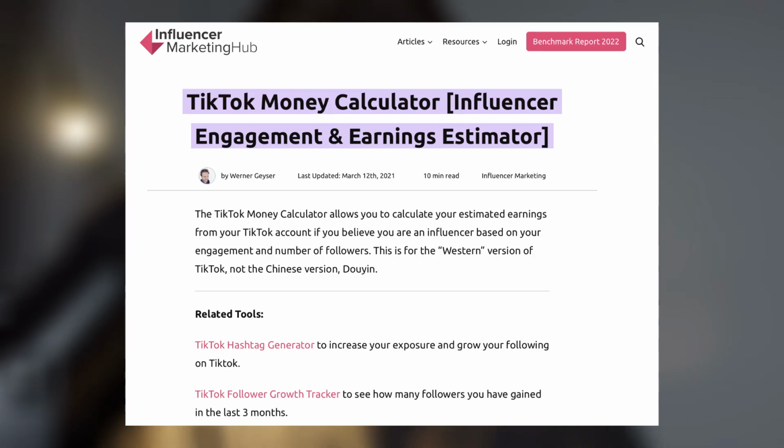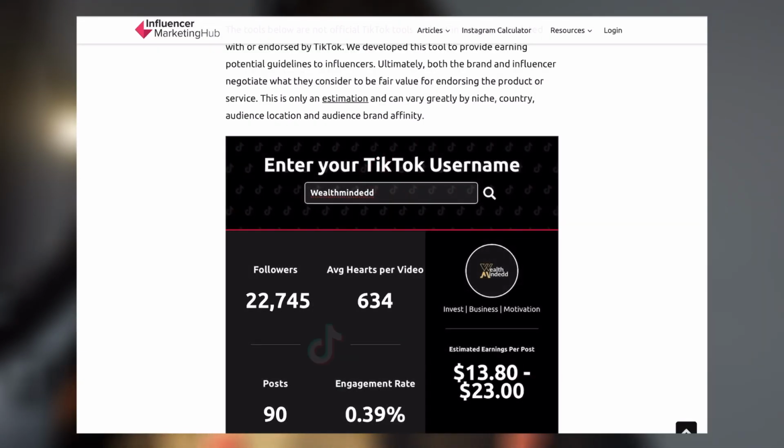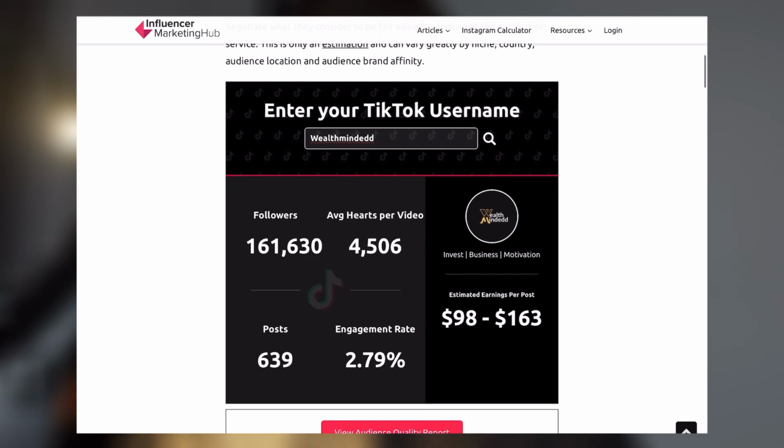One indicator that I like to use when browsing these pages is something known as the TikTok money calculator. This is another website that allows you to put in your username, and it goes off your page's statistics to work out an estimated revenue. And in terms of revenue, this could be anything to do with ads and sponsorships, but it also includes the creator fund.